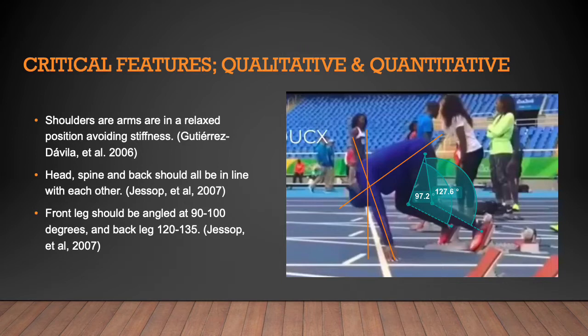The front leg, as you can see here, should be between 90 and 100 degrees, and the back leg should be between 120 and 135 degrees. Neil Walton et al. showed in 2018 that strong sprinters exhibit acute angles in their joints in the set position, allowing for more joint extension as they take off, which will naturally lead to more ground force production time.